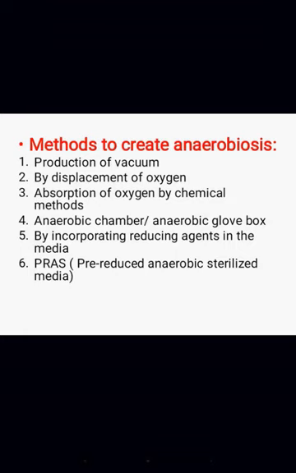As you know, obligate anaerobic bacteria can grow only in the absence of oxygen. Hence, for the growth of such bacteria, an anaerobic environment is needed. So to create such an environment, there are some methods. So here is the list of some methods to create anaerobiosis.